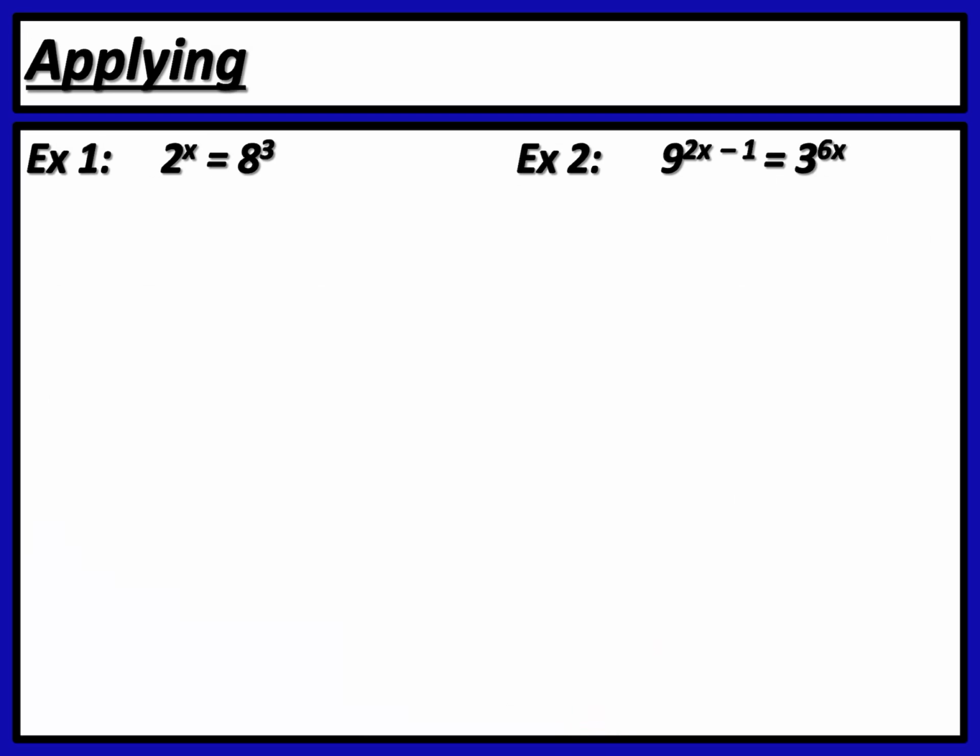We'll start off with some easier examples. Number 1, we have a base of 2 and a base of 8. We want to take the larger base and write it in terms of the smaller. So we're going to take 8 and break it down into a factor tree. When we can't break it down anymore, we say that 8 is the same thing as 2 to the third power.